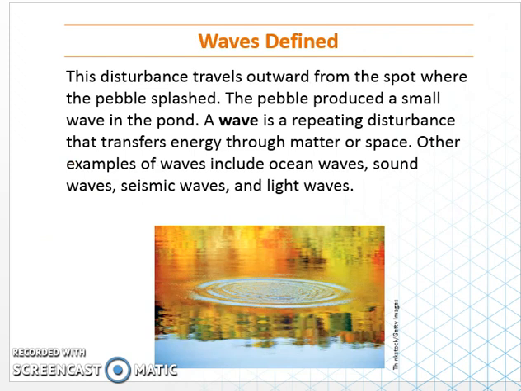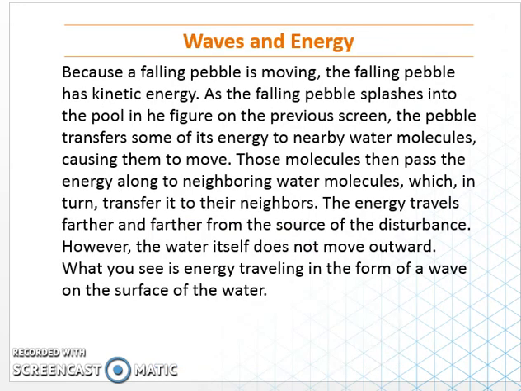The pebble produced a small wave in the pond, and a wave is known as a repeating disturbance that transfers energy through matter or space. Other examples of waves include ocean waves, sound waves, seismic waves, and light waves. Because a falling pebble is moving, the falling pebble has kinetic energy.